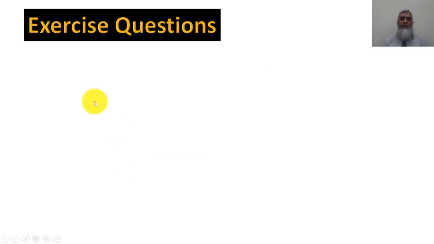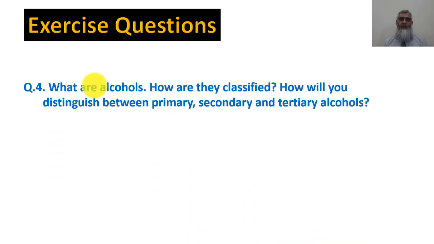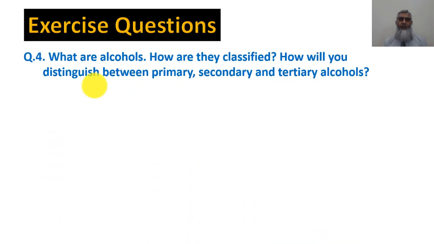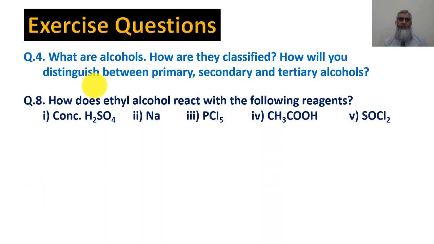Now, the questions related to this topic, exercise questions. Question number 4. The statement of the question is: what are alcohols? How are they classified? How will you distinguish between primary, secondary, and tertiary alcohols? Question number 8. How does ethyl alcohol react with the following reagents: concentrated sulfuric acid, sodium metal, phosphorus pentachloride, ethanoic acid, and thionyl chloride.